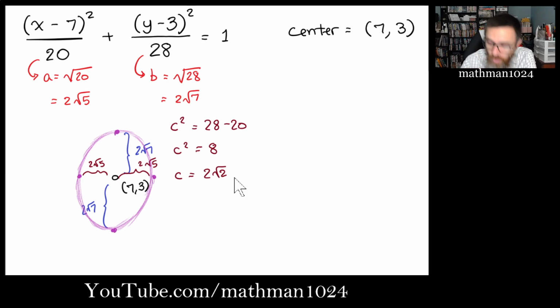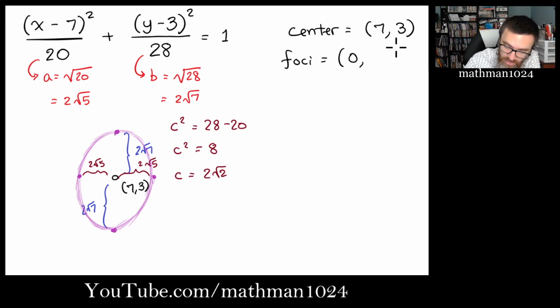Since we are stretched in the y direction, that means that the foci will have the same x value, 7, still thinking we were at the origin, but then we're going to take our y value and we'll go up and down 2 square roots of 2 to come up with the coordinates for the foci.